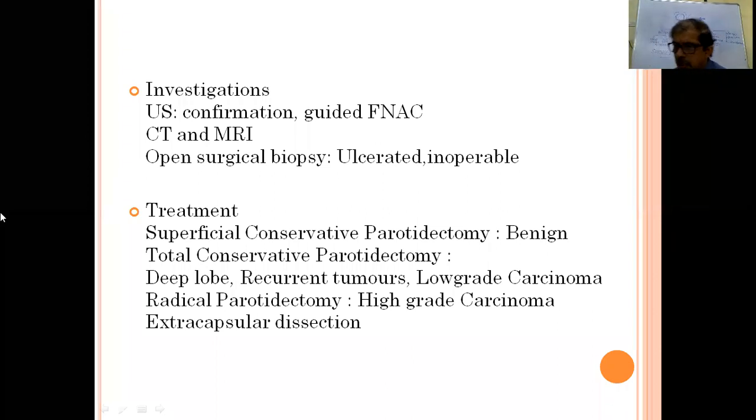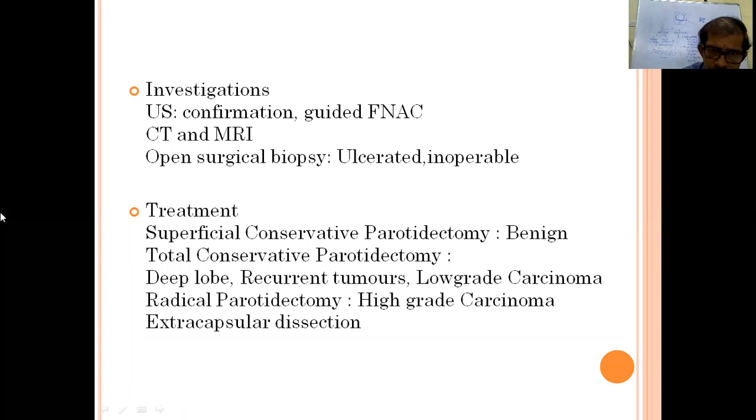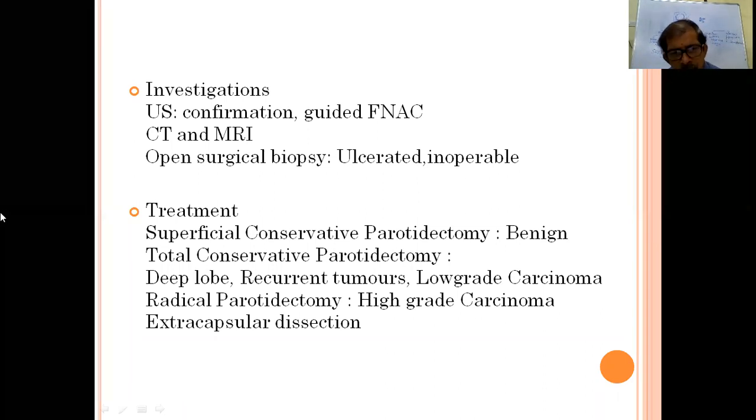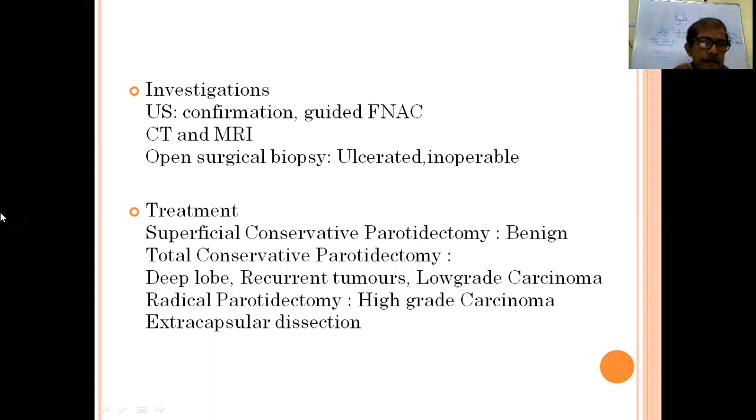Along with the mass, you have to remove the other structures. Say the masseter muscle is involved, remove it. Like that, lymph nodes are involved; you are supposed to do an upper lymph nodal levels block dissection, so a neck dissection. So for high grade tumors, you do radical. So three types of surgery: superficial conservative, total conservative, and radical parotidectomies. These are the three varieties of surgeries.